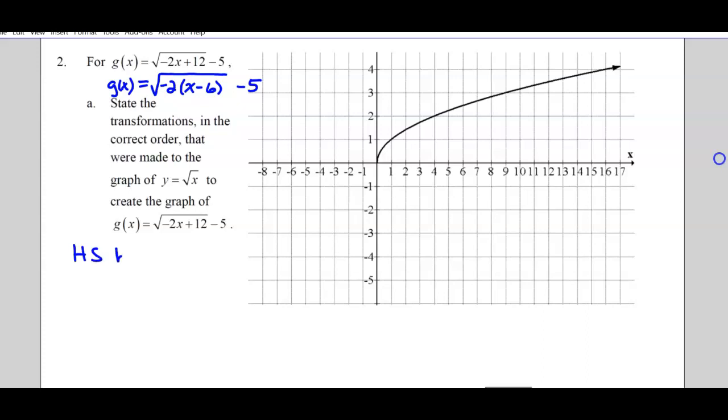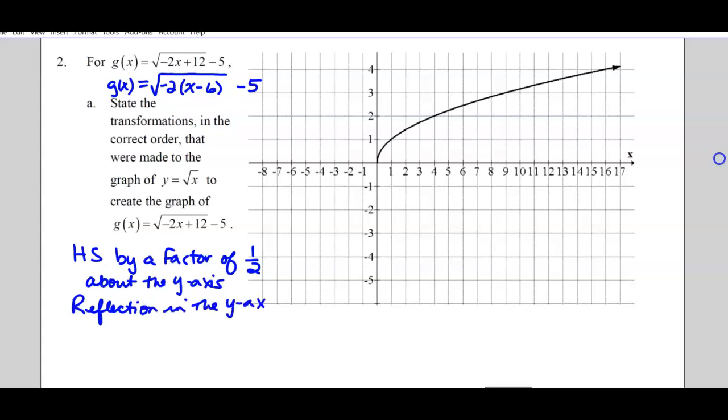So this will be a horizontal stretch by a factor of 1/2 about the y-axis, then a reflection in the y-axis, because you're changing the sign of x, then a horizontal translation, right 6, vertical translation, down 5. Okay, so you start sketching now.